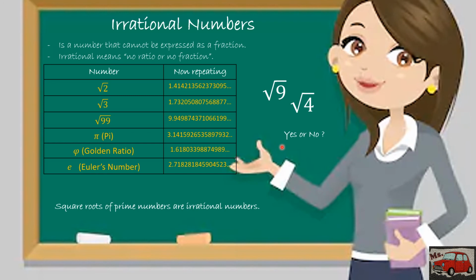So, kailan lang nagiging irrational numbers kapag nag-square root tayo? Kapag ang ni-square root natin ay prime numbers, okay? Or hindi perfect square. So, for example to, square root of 2, square root of 3, tsaka square root of 99. They are not perfect square, and therefore, they are irrational numbers. Okay? So, yun lang naman ang pinagkaiba ng rational at irrational numbers. Yung rational, pwede mong gawing fraction. Yung irrational, hindi mo pwede gawing fraction. Okay?